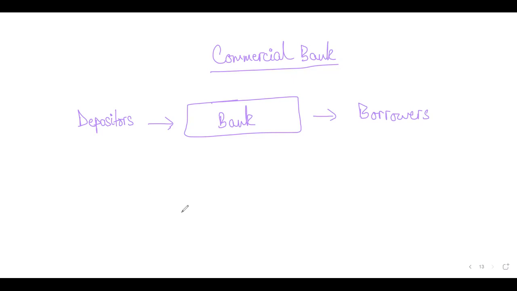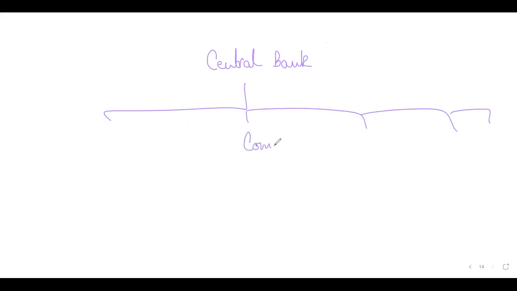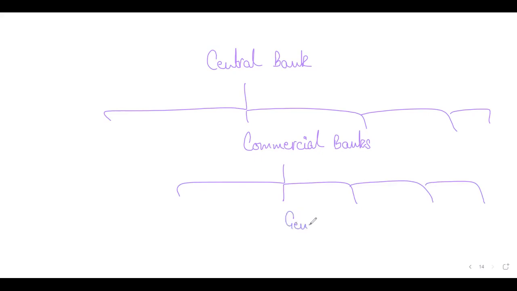An institution where people save and obtain loans. Exactly, simple, right? The central bank provides banking services to commercial banks, and then commercial banks provide banking services to the general public. General public means all the businesses in that country, and all the people and individuals like you and me, right? So commercial banks are providing these services to customers. General public is a better word, right?